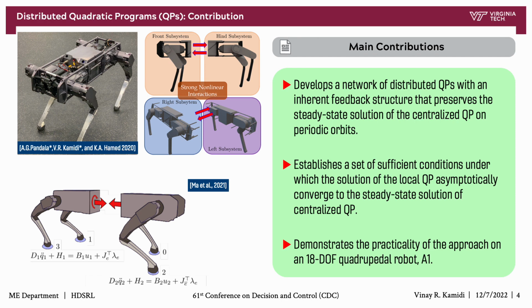Additionally, we present a set of sufficient conditions under which the solution of the local QP asymptotically converges to the steady-state solution. Finally, this work also takes the effort to demonstrate the practicality of the approach on an 18 degree of freedom quadrupedal robot A1 by condensing the general formulation to a network of two distributed QPs. This, to the best of our knowledge, will also be the first model-based distributed control implementation on a legged robot.